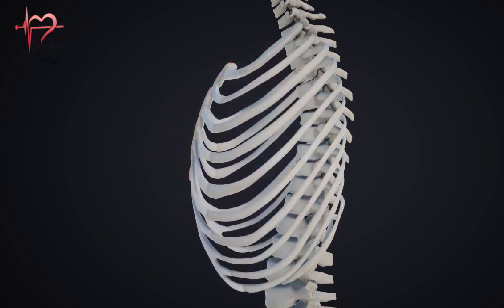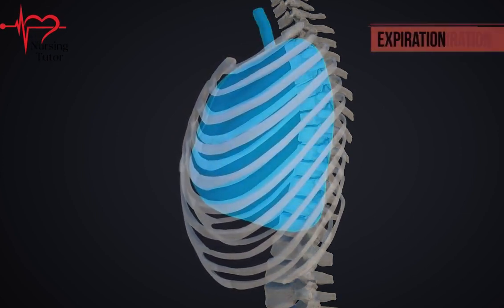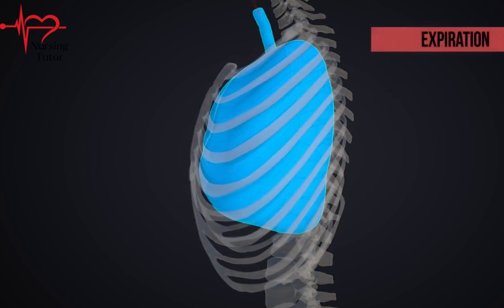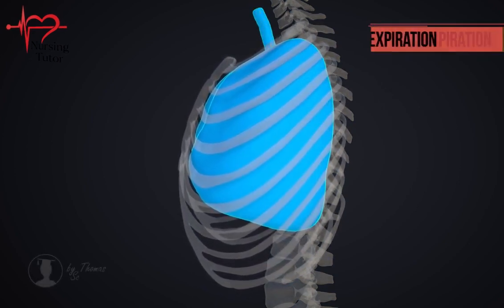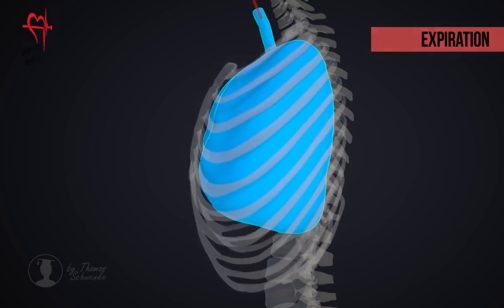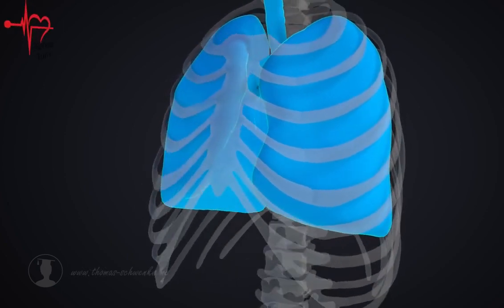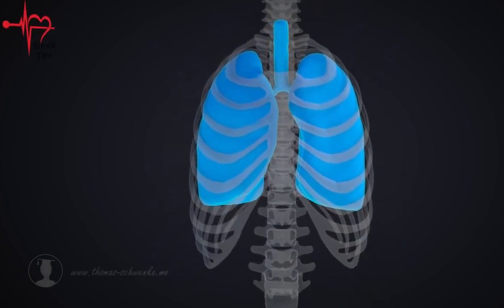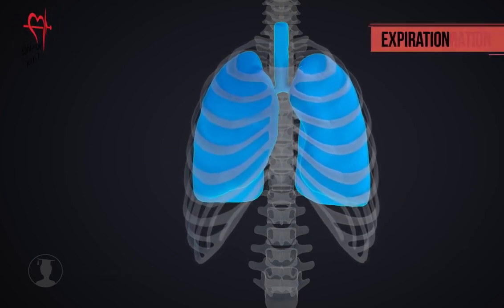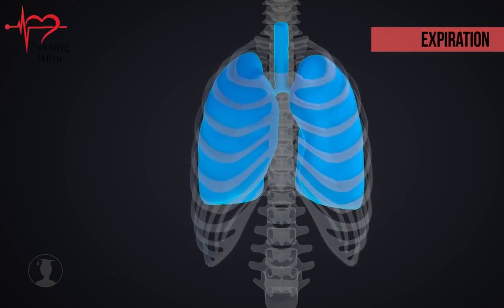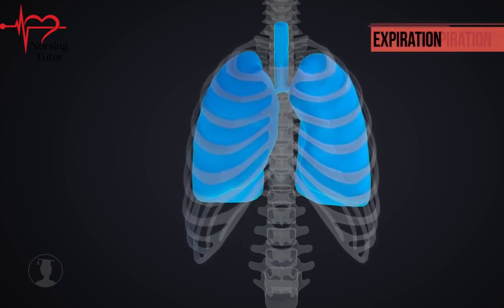When the lungs inflate, a negative pressure is created in the lungs and we breathe in. When the lungs deflate, positive pressure is created and air is forced out of our lungs. We breathe out. Inhalation, exhalation.